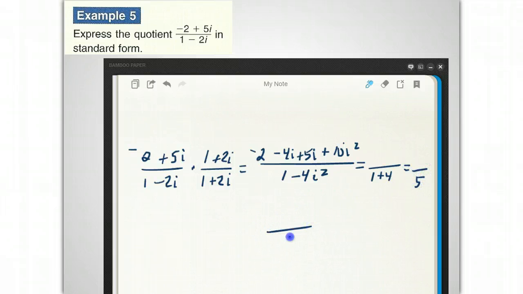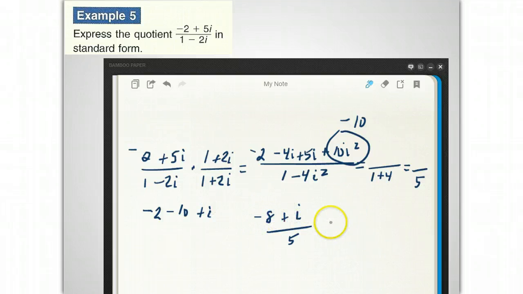Gotta save that down here. I think I'm going to need some room for this. Then up here, this term is negative 10, right? Because i squared is negative 1. So we've got, I'll do it over here, negative 2 minus 10. And then we add the two imaginary numbers together, negative 4i plus 5i is plus i. So that would be negative 8 plus i.